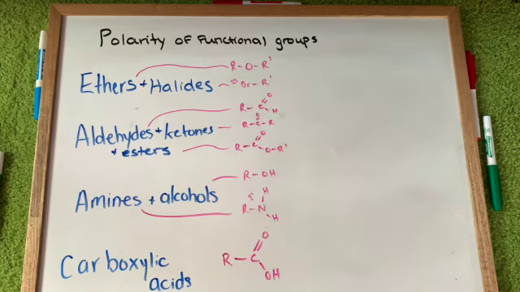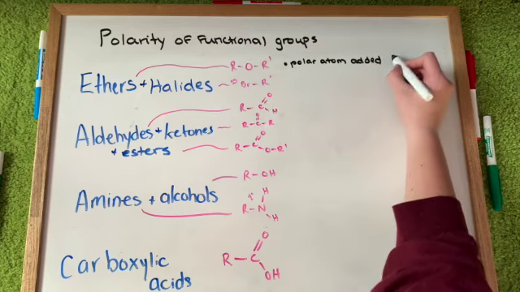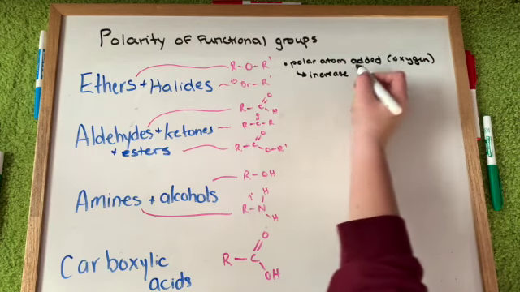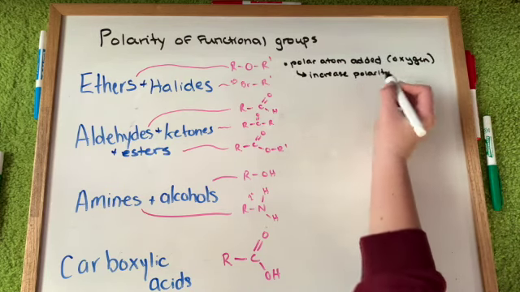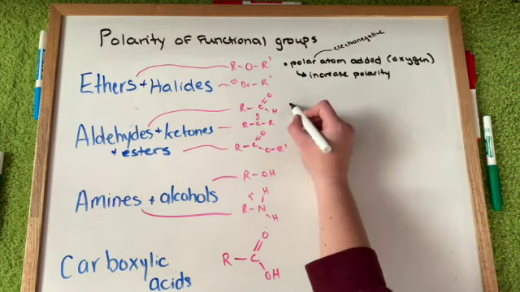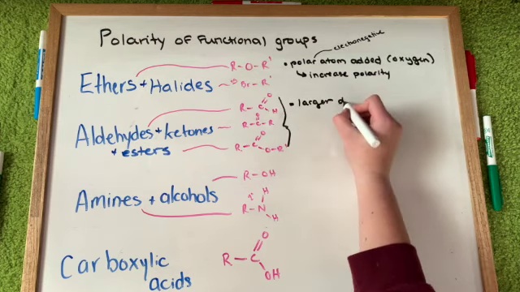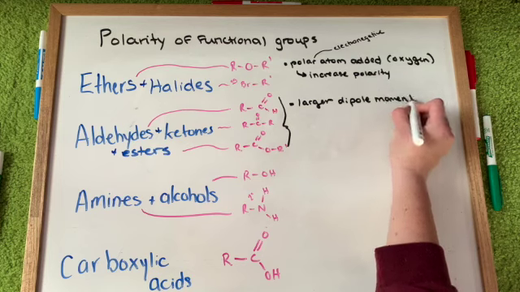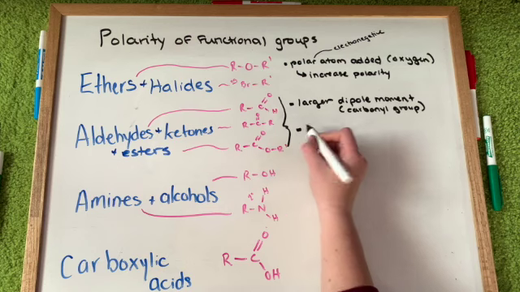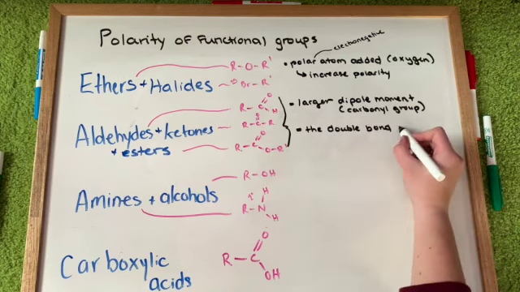So next we have some more. We have ethers, halides, aldehydes, ketones, esters, amines, alcohols, and carboxylic acids. I paired them together based on similarities between their polar properties. So for ethers and halides, a polar atom is added to the molecule, an electronegative atom, oxygen, so this increases the polarity. Aldehydes, ketones, and esters have a larger dipole moment because of the added carbonyl group, which is composed of the carbon atom double bonded to the oxygen, which is more electronegative.